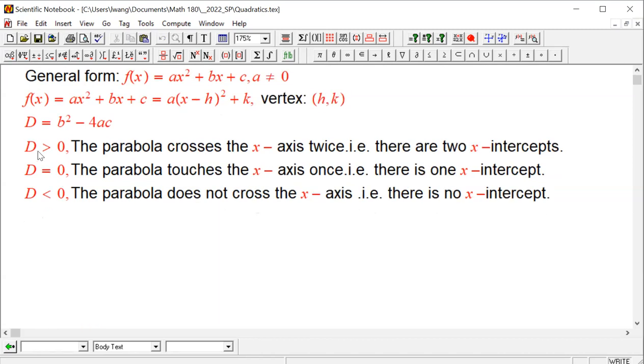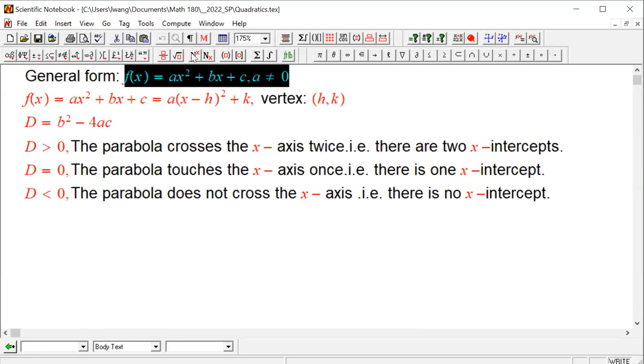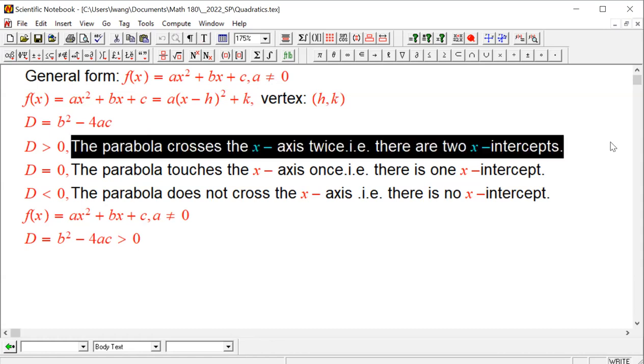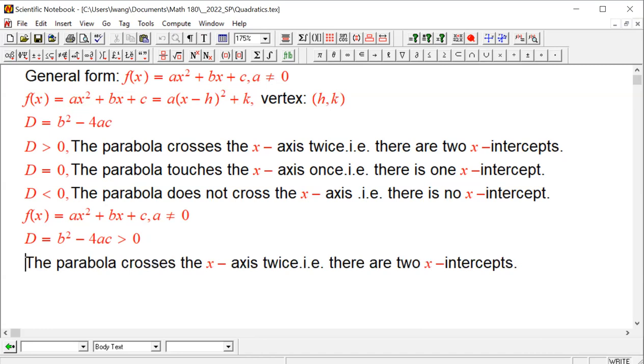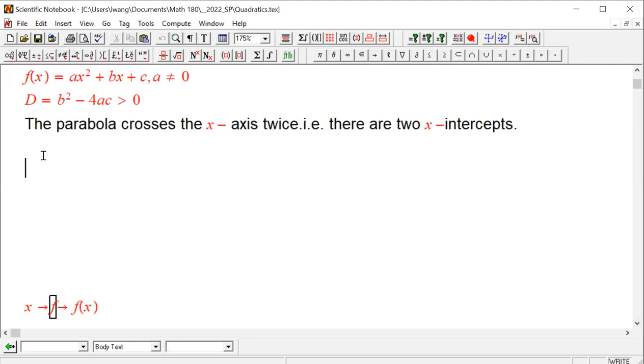To be sure, look at the first case, right? For this quadratic function, if the discriminant is positive, we say the parabola is going to cross the x-axis twice. And how does a parabola cross the x-axis? So I'm going to give you the cases of that.